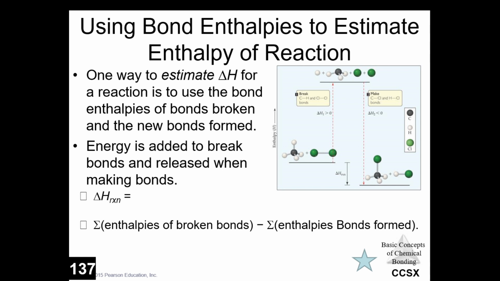Okay, so the formula we use for the change in the enthalpy of reaction, delta H RXN, is the sum of all the broken bonds. That's what this symbol means. Sigma means sum of everything in parentheses. So the sum of the energies or enthalpies of all the broken bonds. And from that, subtract the sum of the enthalpies of all the bonds that are formed.